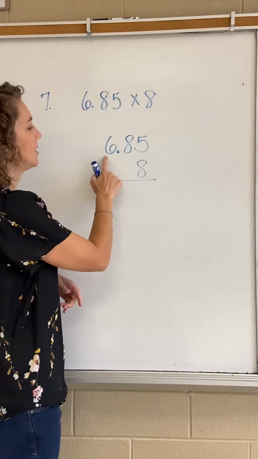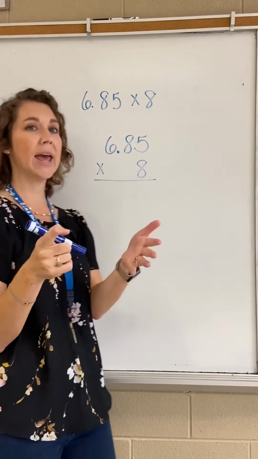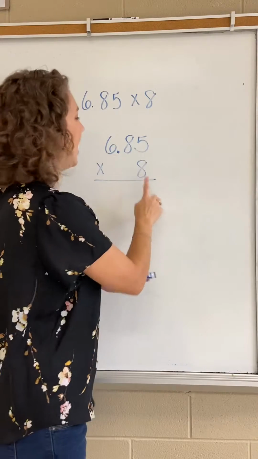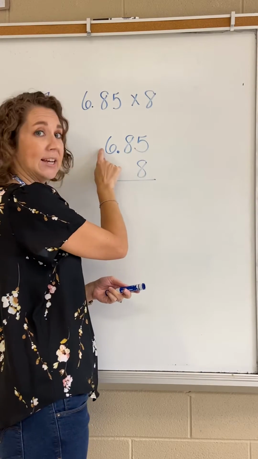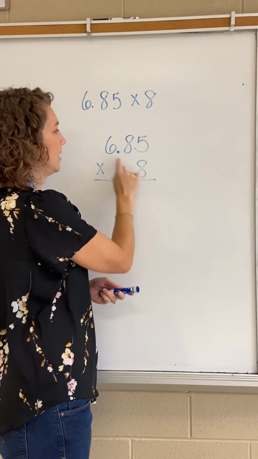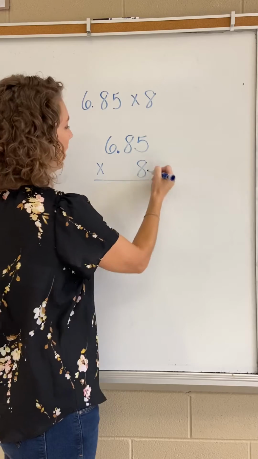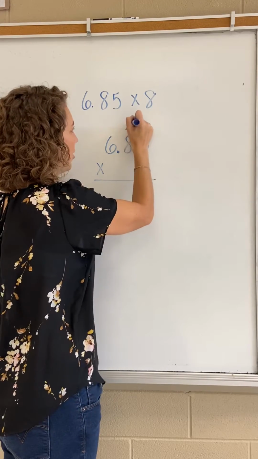Okay, so we've got 6 and 85 hundredths times 8. So in multiplication, different than addition, this 8 is going to be multiplied by the 5, by the 8, and by the 6. Here we go. 8 times 5 is 40. Write your 0, carry your 4.